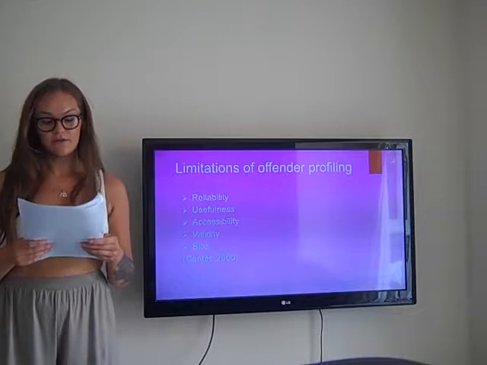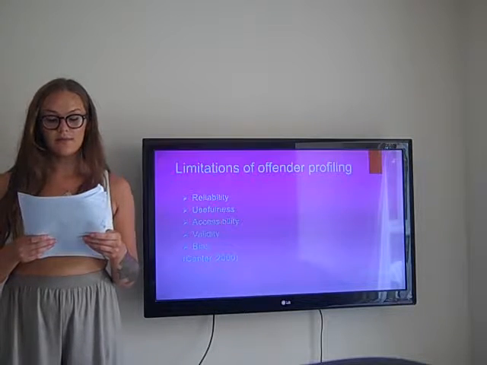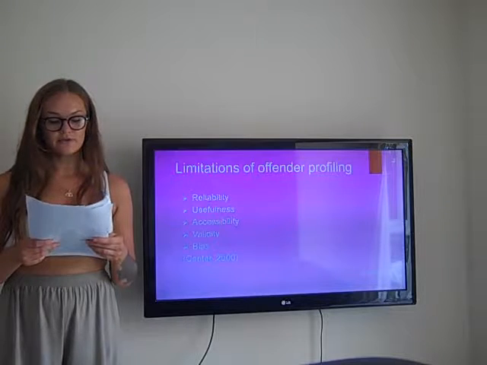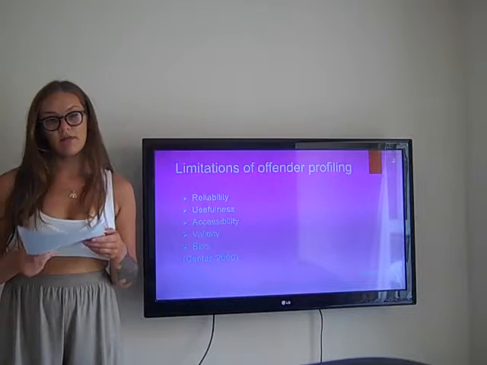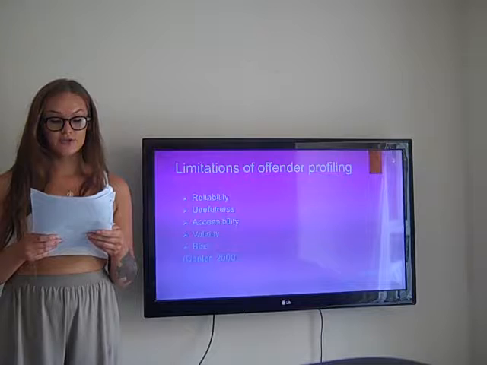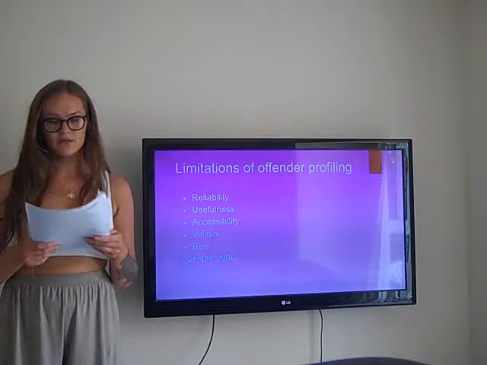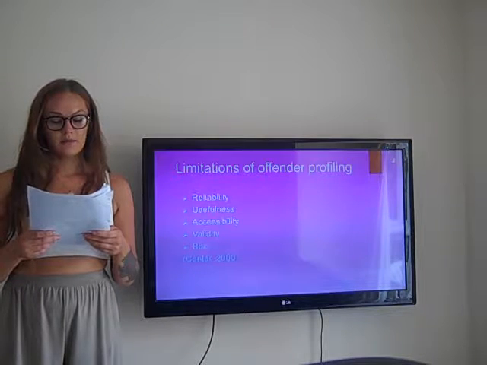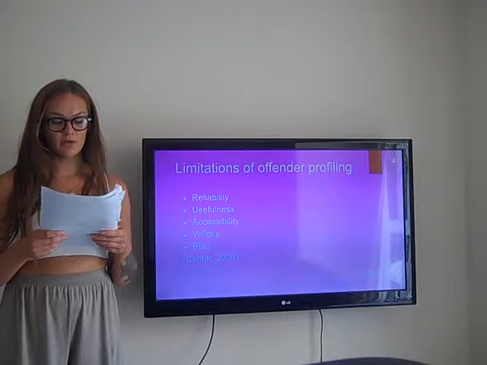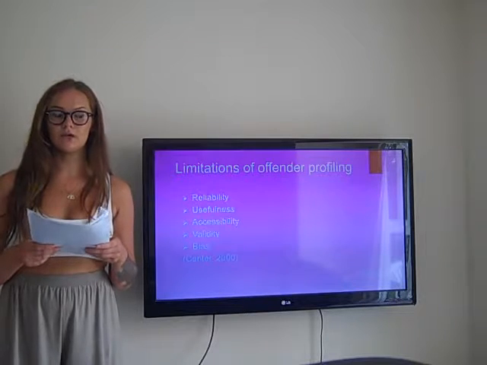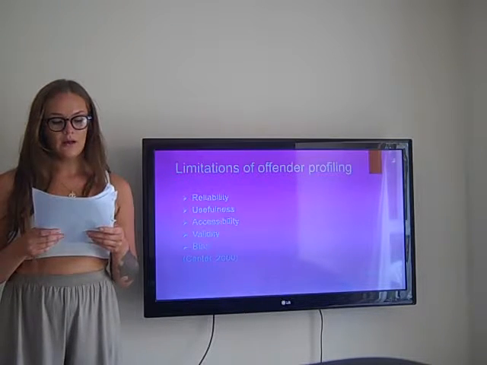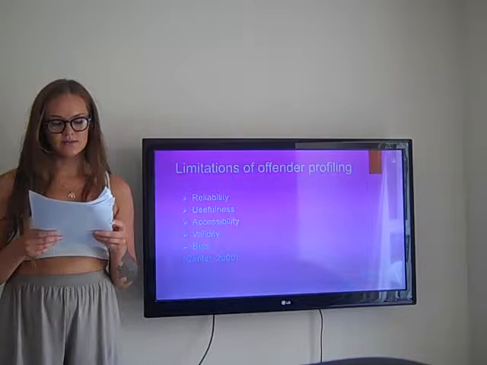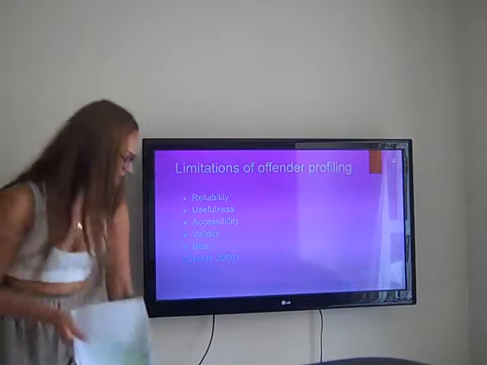There are limitations within offender profiling, including its reliability and validity, as it is based on the assumption that there is a link between characteristics of offenders and their criminal behaviours. Its usefulness, as it cannot be applied to all offences, only usually serial offences. Its accessibility, as there are only a limited number of criminal profilers in the country, I think about 3. And its biased nature, as it is tempting to find a link between behaviours and actions that may have no real correlation to them.